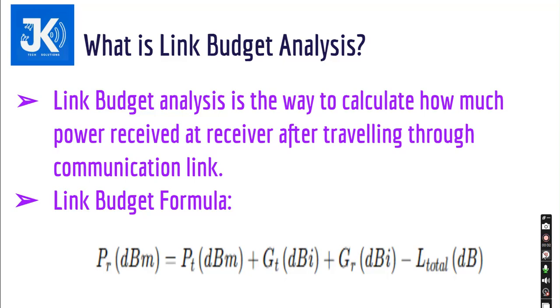the communication link. As you can see on the screen, the link budget formula, which is at the receiver, is equal to the power at the transmitter plus the gain of the transmitter antenna and the gain of the receiver antenna, and we need to subtract the total losses. So this is the link budget formula, which is calculated in dBm.